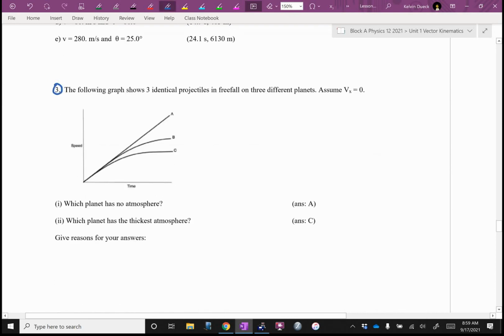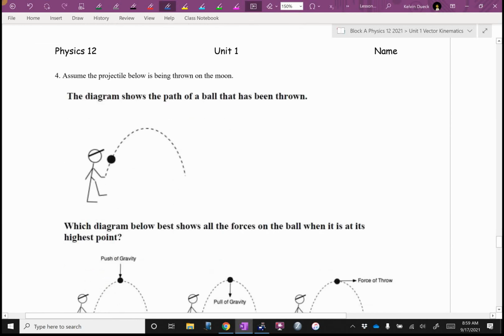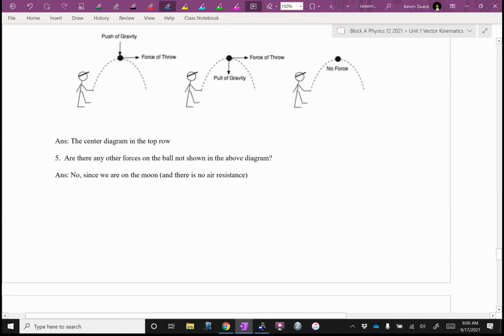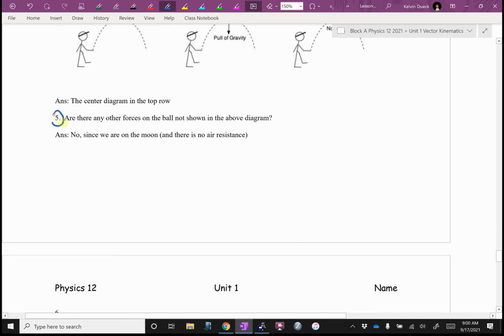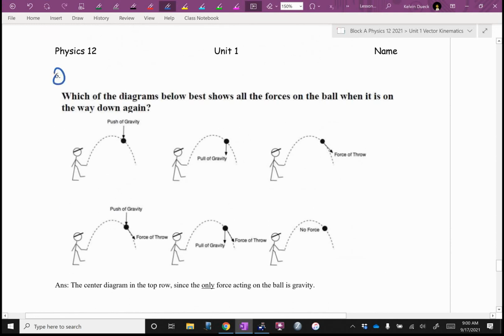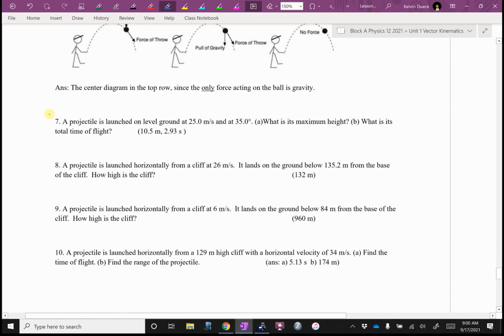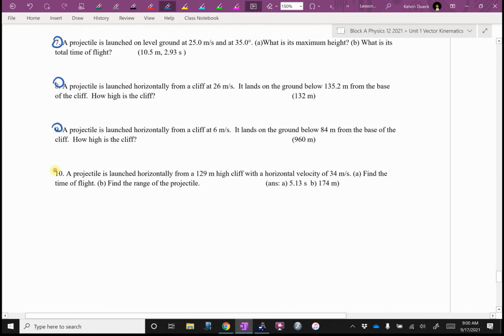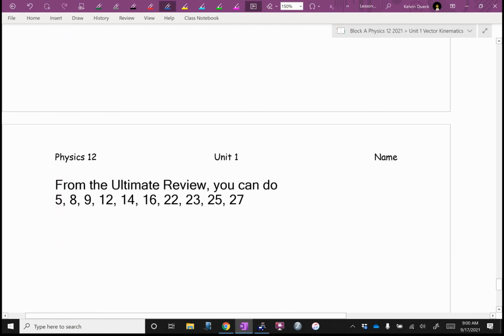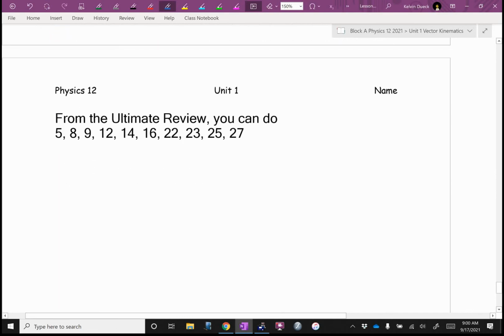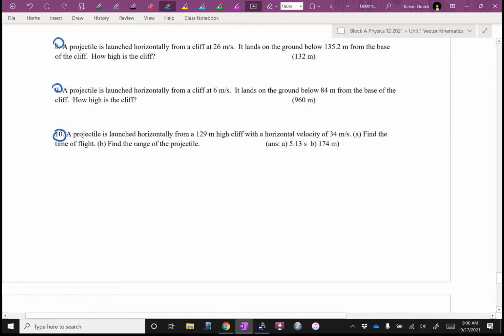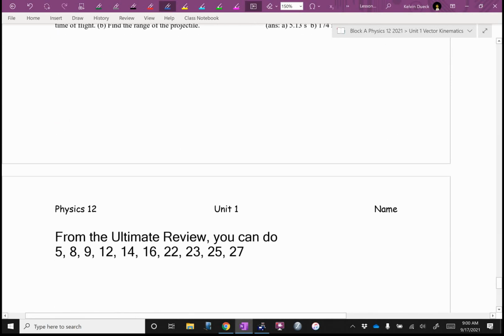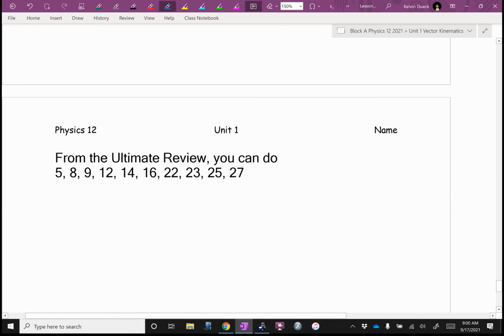Number 3 is a little thought puzzle. 4 is good. 5 is good. 6 is good. And then 7, 8, 9, 10, you need to practice these. And from the ultimate review, you can now do those questions there. Did I miss? Sorry, did I miss? You good? Okay. Looks like you were kind of confused there. So from the ultimate review, you can do those questions there.